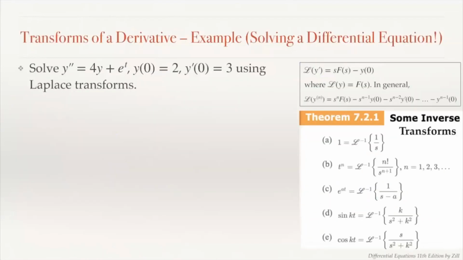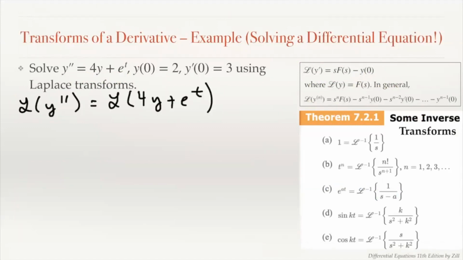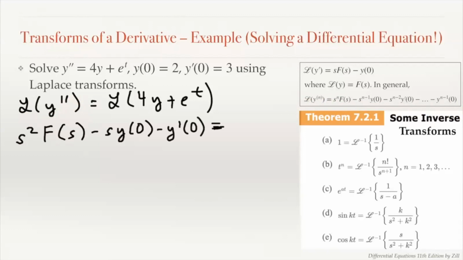So let's now solve a second order differential equation using Laplace transforms. So we take the Laplace transform of both sides. The Laplace transform of y double prime, for that we need the formula here. That is s squared F of s minus s times y of 0 minus y prime of 0, is the reading of this for n equals 2, the second derivative, and that is 4 times the Laplace transform of y plus the Laplace transform of e to the t.